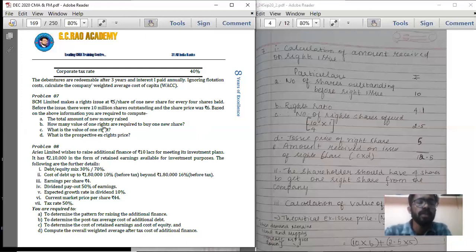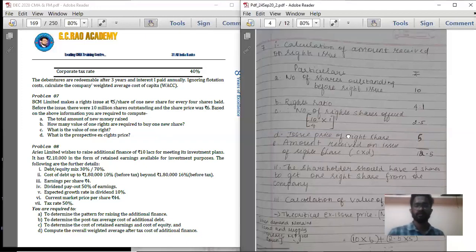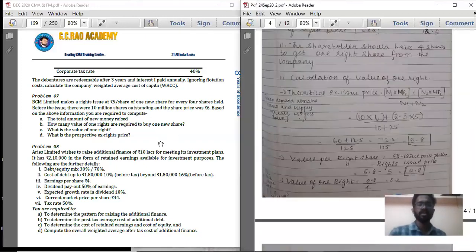Now coming to B, how many rights are required to buy one new share? You should have 4 shares in order to purchase one new share. So below that, take down small Roman number 2. The shareholder should have 4 shares to get one right share from the company. So that is the answer for problem point B.